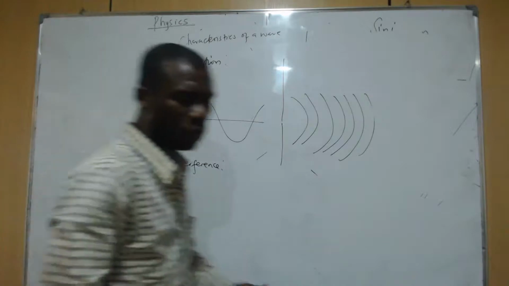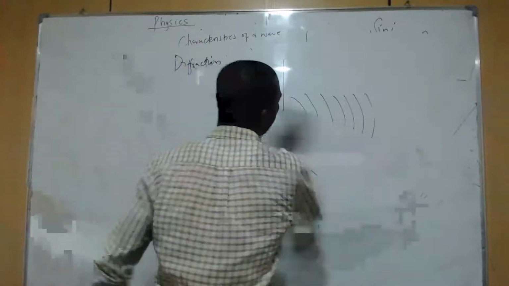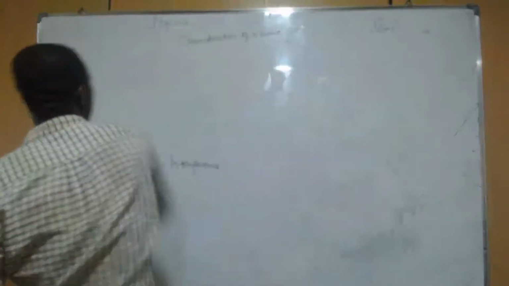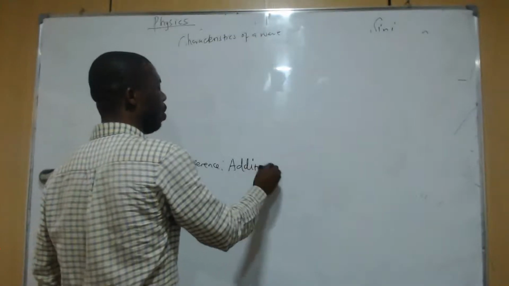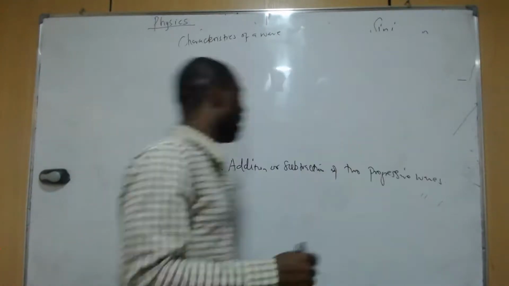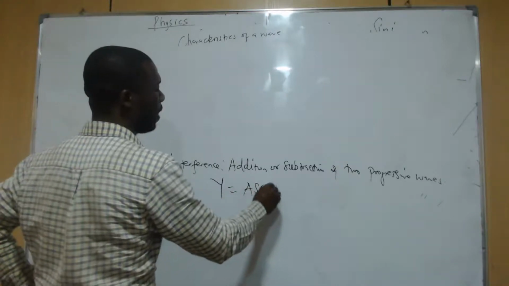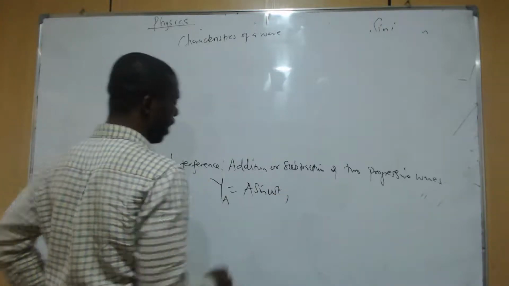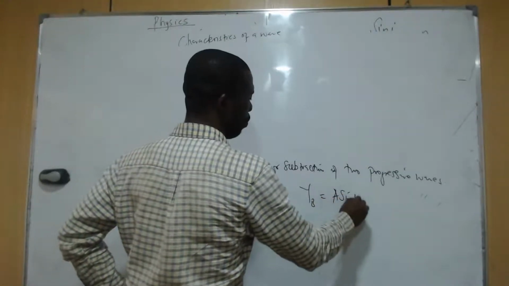Now, interference has to do with the combination or the addition of two waves to form a singular wave, or the subtraction of two waves to form a singular wave. We have a wave in which y is equal to a sine omega t, and another wave. This is wave A, and y of wave B is equal to a sine omega t.